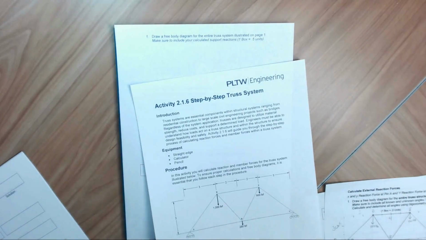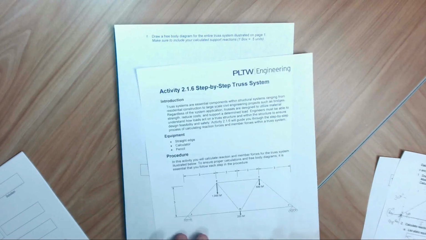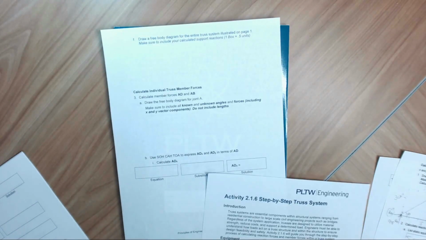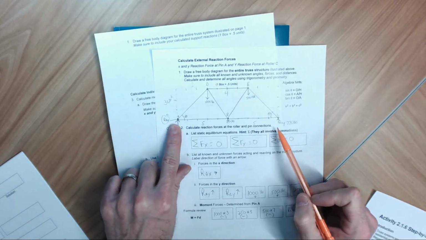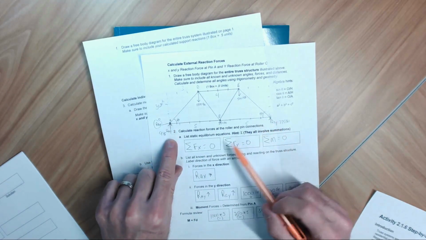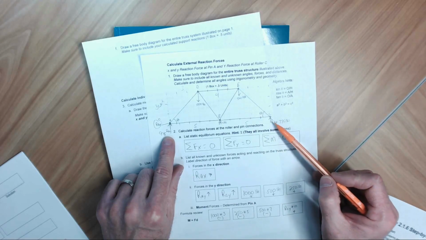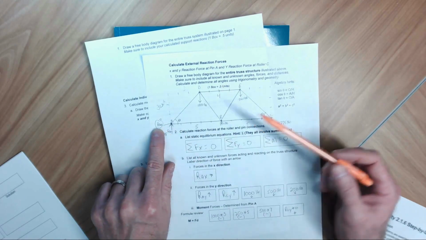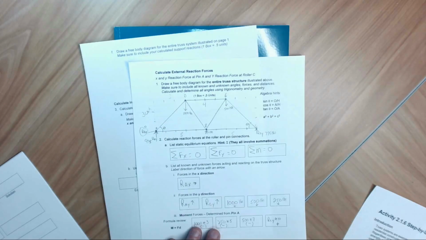Alright, welcome back to part 2 of our solving our truss, step-by-step process. In the last video, we solved for our reaction forces here at point A and point C. So we found reaction force RAY and we found reaction force RCY, and we also found a reaction force for RAX, which is actually 0 because we have no forces in the x direction.